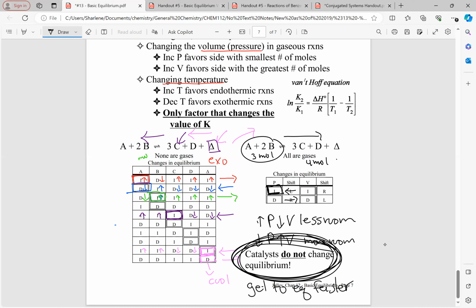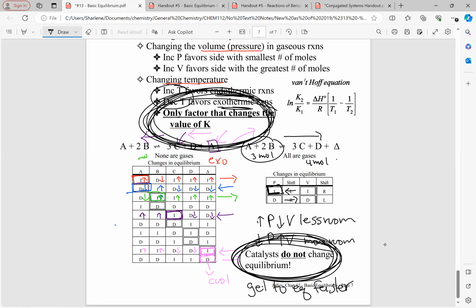So the last one I want to play with is temperature. Now, we did play with temperature down here as an exo, but if you increase temperature, it favors endothermic reactions. Well, duh, because it's one of the reactants. If you decrease the temperature, it favors exothermic. Well, yeah, because you're playing with it as a product or as a reactant. But here is the big, big factor. It's the only value that can actually change the value of K.